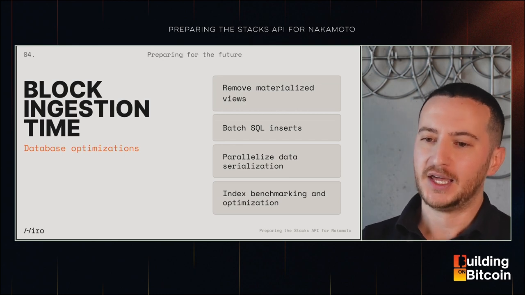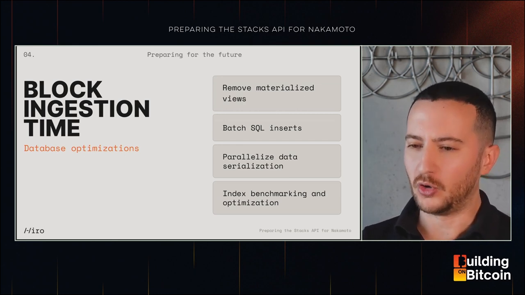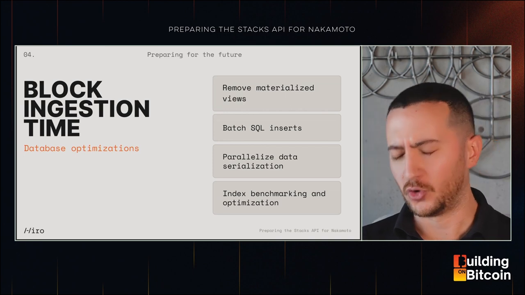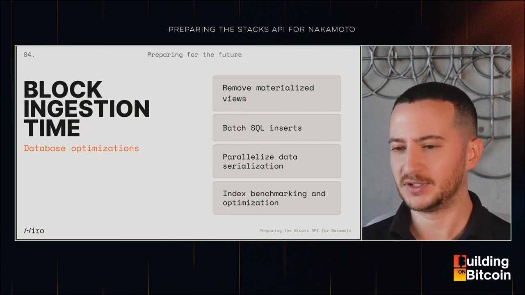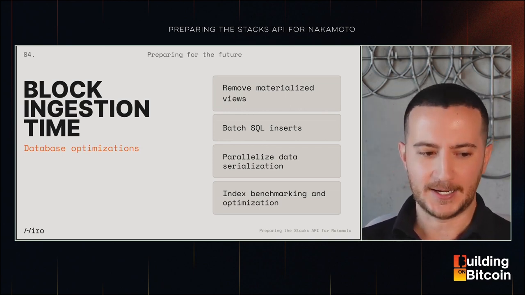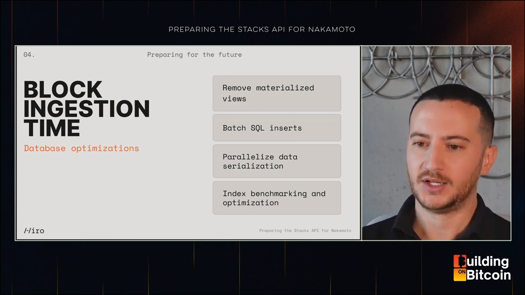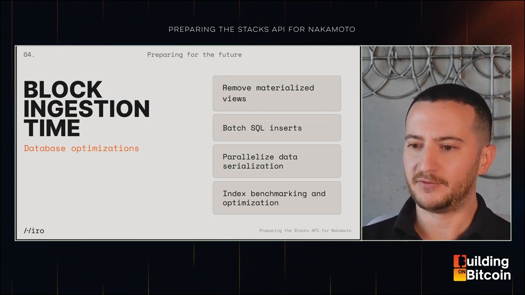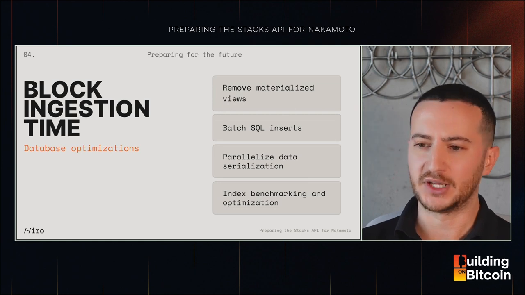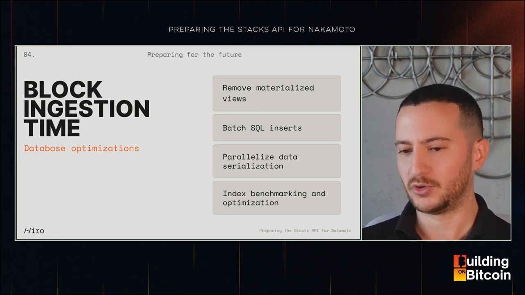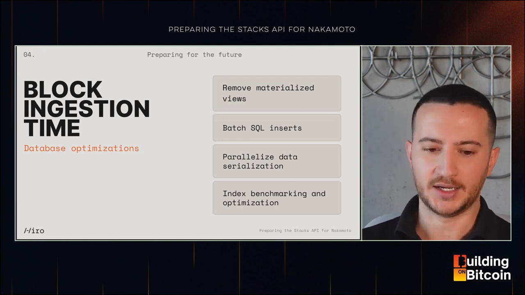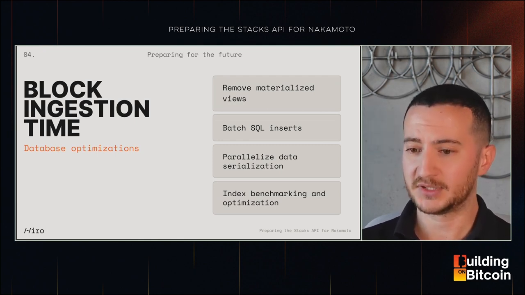So first, we removed some of the old materialized views, or Postgres cache tables, if I could call them that, that we had in place before, because those were very efficient for read operations, but they were very slow for write operations, so they didn't really work for Nakamoto, so I had to remove them and optimize the caching mechanisms.